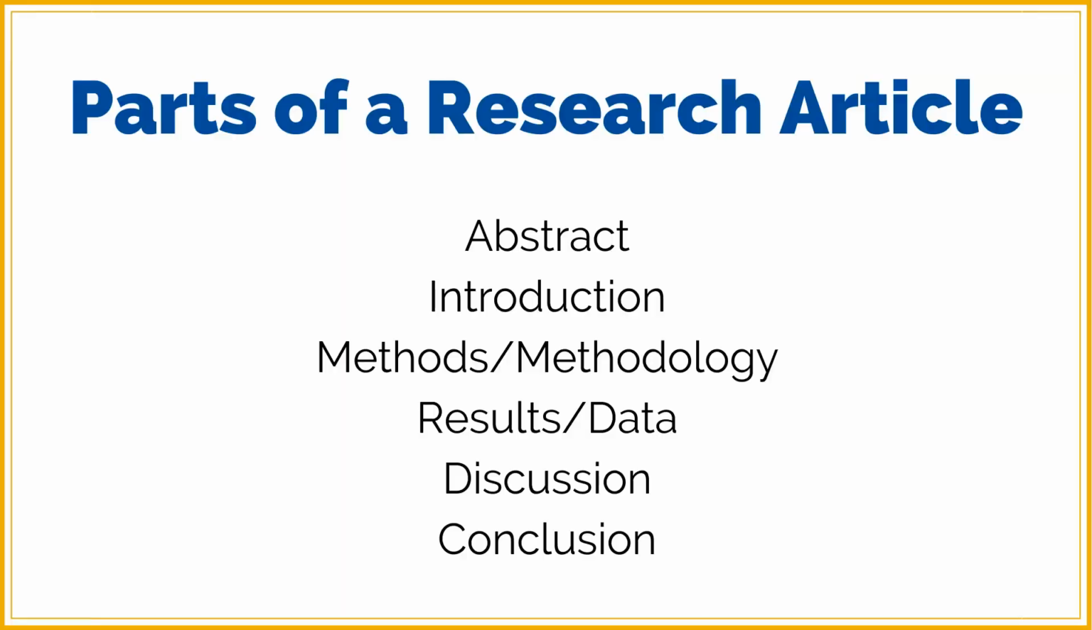But how else can we tell if an article is likely to meet the requirements? A research article will have the following parts: abstract, introduction, methods, results or data, discussion, and conclusion. Some articles may call some of these headings something different, and each can have different subsections. A common subsection under methods is participants or sample group.